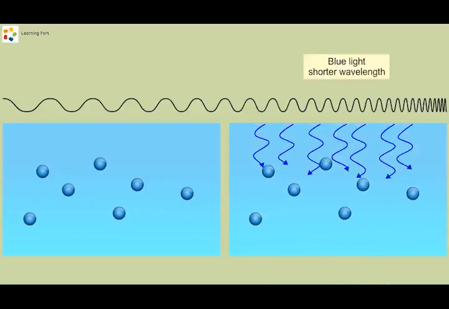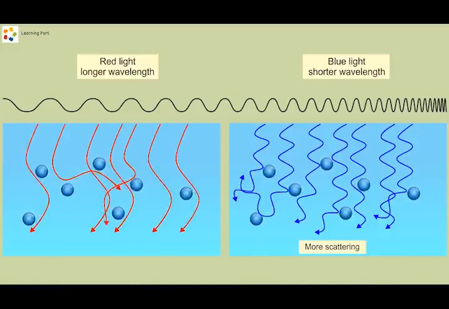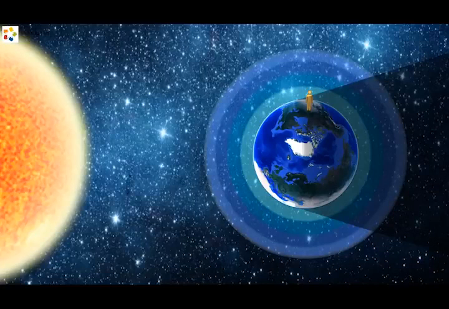Blue light, which has a shorter wavelength, is scattered more than red light in the atmosphere. In fact, the shorter the wavelength of the color, the more it is scattered in the atmosphere. The distance that sunlight must travel through the atmosphere before reaching our eyes also affects the amount of light that is scattered. This distance depends on the time of the day.